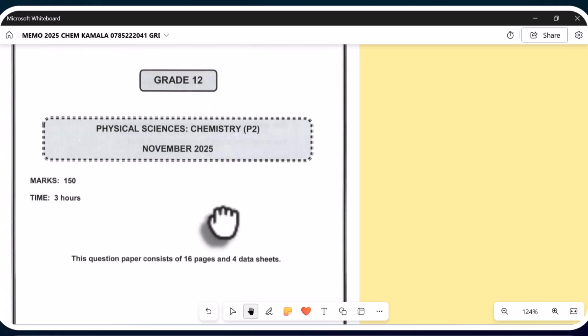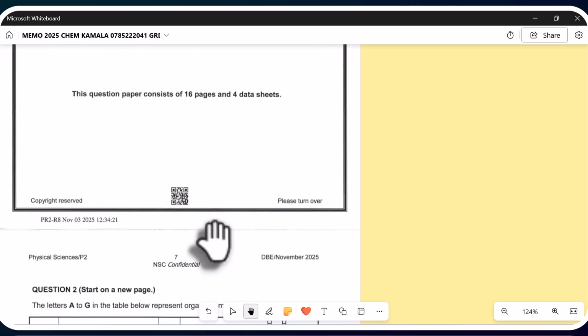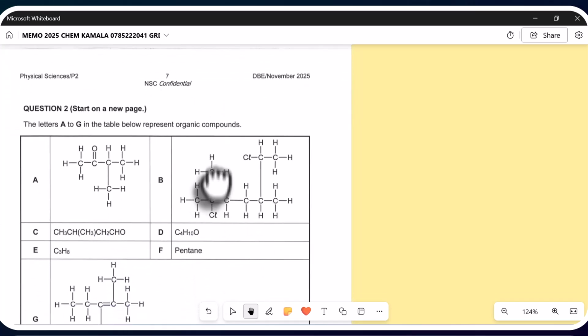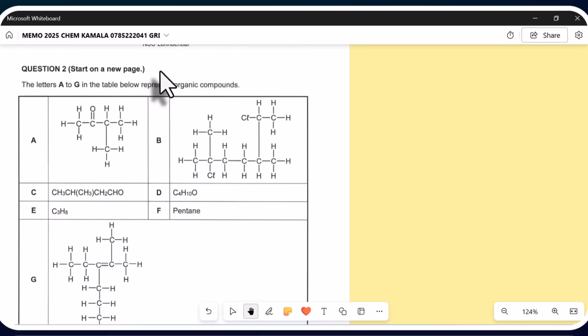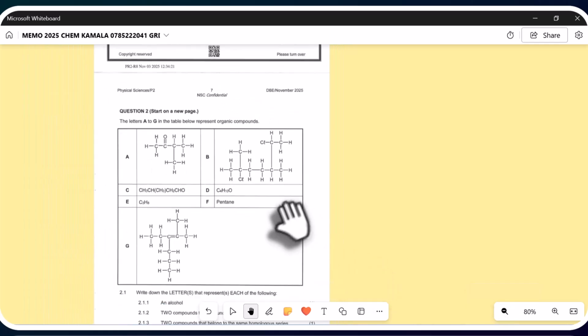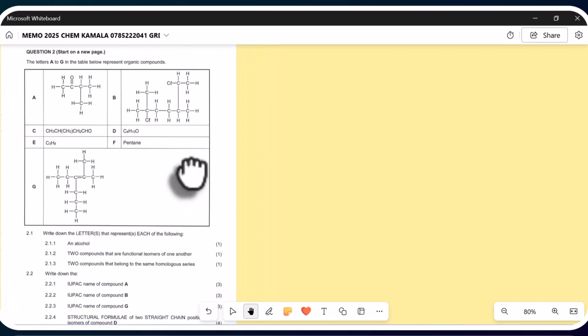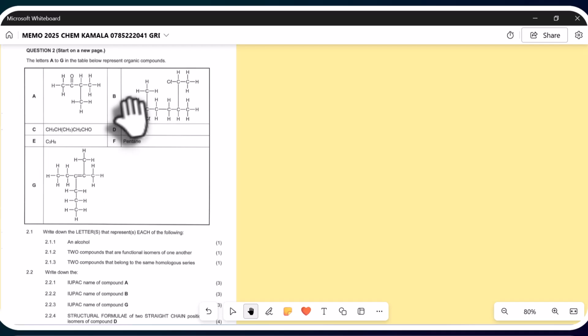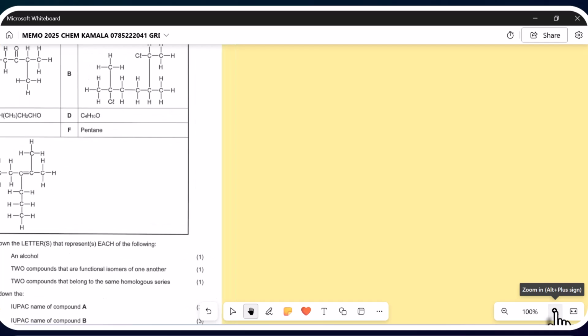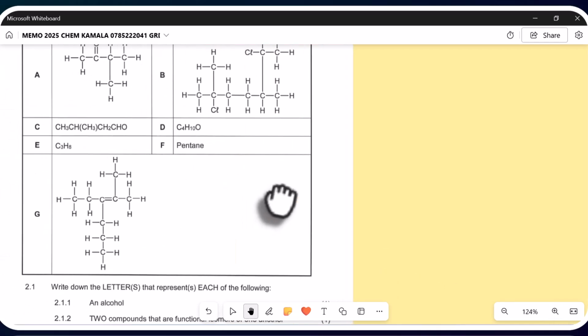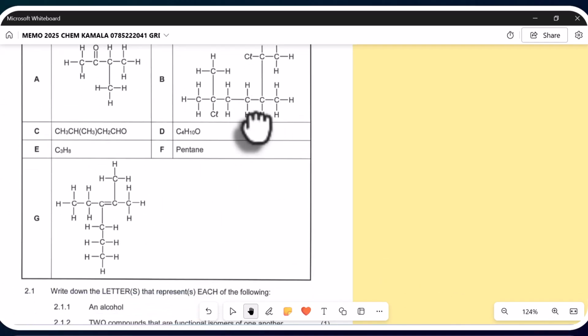Let us proceed. Question 2. It says here that the letters A to G in the table below represent organic compounds, A, B, C, D, E, F, and G. Question 2.1, we say write down the letters that represent each of the following.